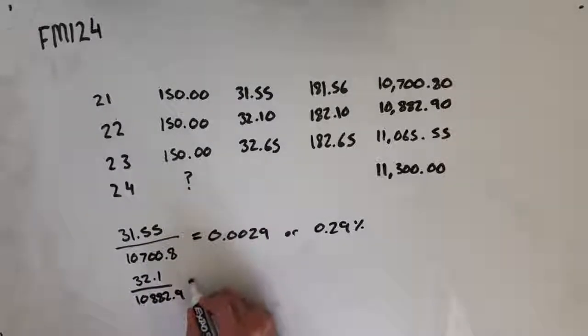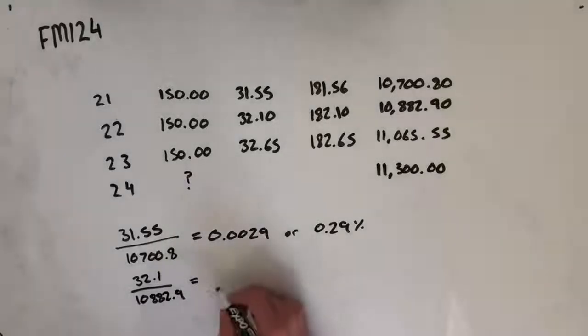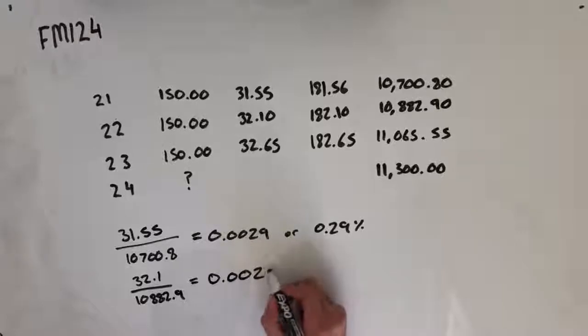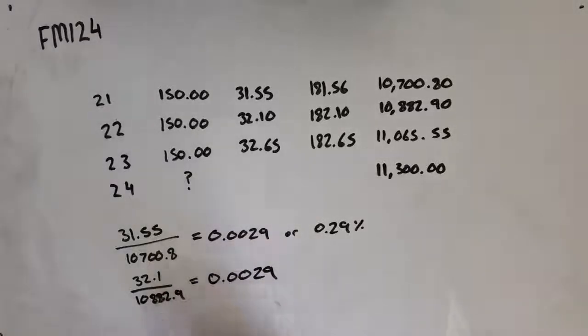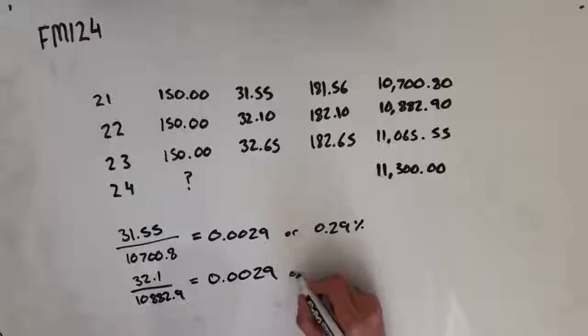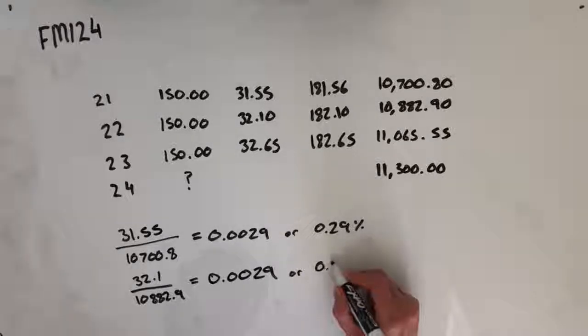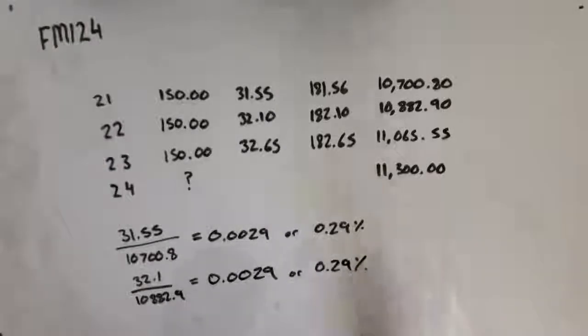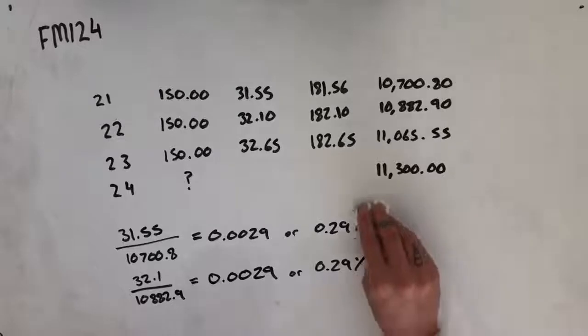10,882.9. Let's try whacking that in there, and that's also going to give us 0.0029. So whack those calculations into your calculator. So both of these interest amounts are telling us that we've got an interest rate, or probably a monthly interest rate by the looks of things, of 0.29%. And we can use that to help us figure out the rest of this question.